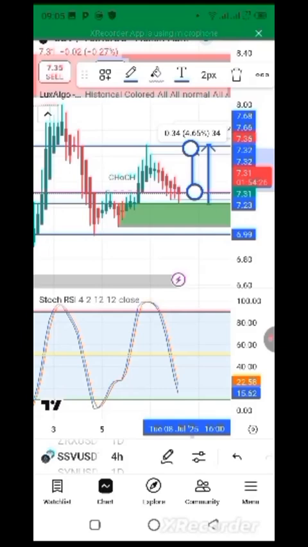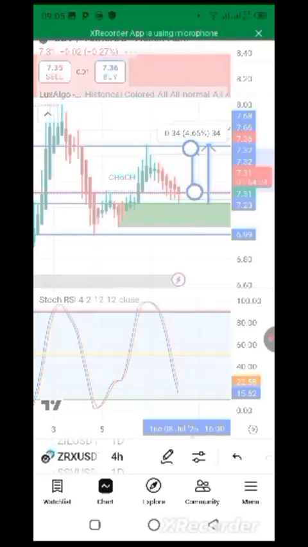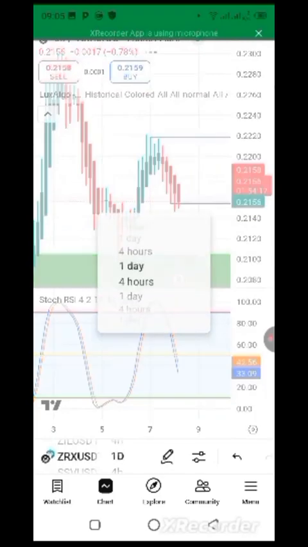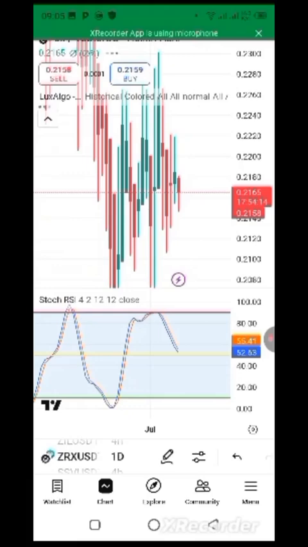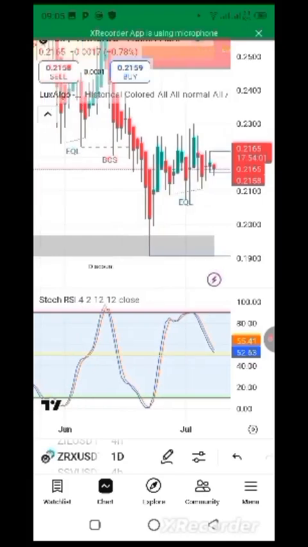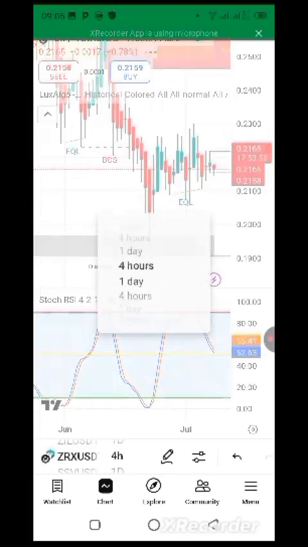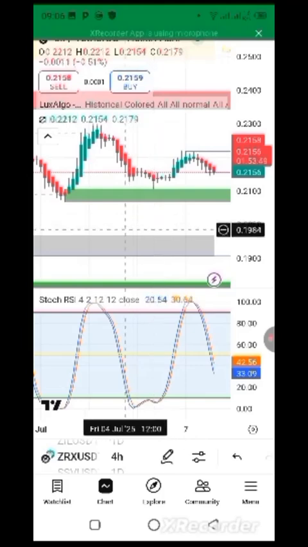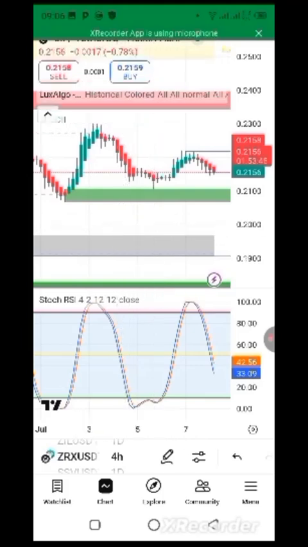Okay, we can go to another coin. Let's say ZRX. You first go to 1 day and you see the direction of the market. You can see it is moving down according to the stochastic RSI. After identifying that it is moving down, we go to the lower time frame, which is 4 hours. When we go to 4 hours, it is also moving down.